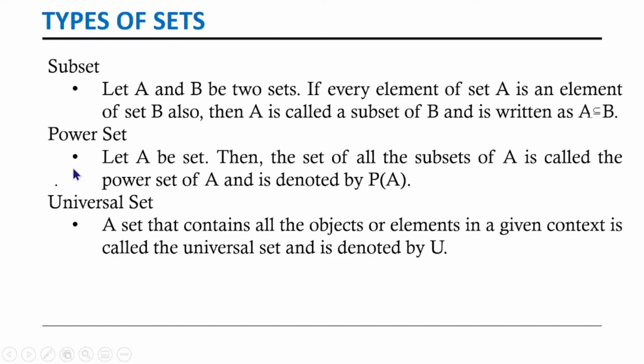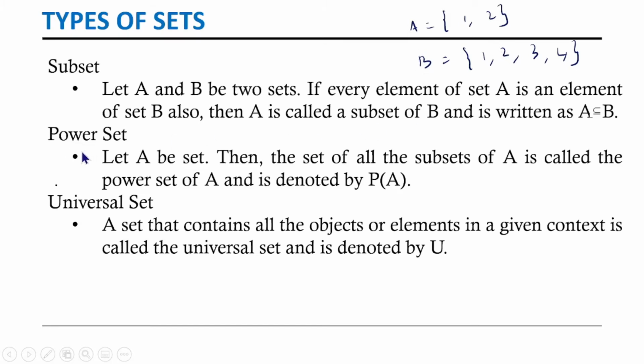And then the next one is subset. If we have two sets A and B, and every element of A is an element of B also, then A is called a subset of B, written as A subset of B. So this is the symbol for subset. Say for example, if A is equal to {1, 2} and B is equal to {1, 2, 3, 4}, then we call the set A a subset of B, since every element of A is an element of B.